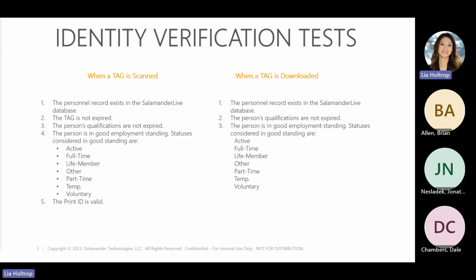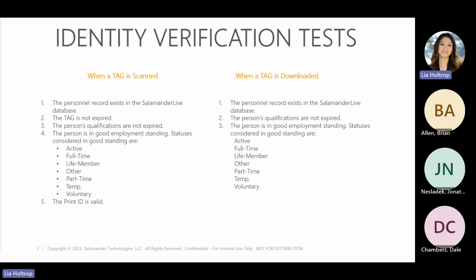With the identity verification feature turned on in the Track app, what happens is that every time you scan a Salamander ID tag or you download a resource within the Track app, the system is going to complete either 3 to 5 tests. So it's dependent upon whether you're scanning the ID or if you're downloading it. Okay. So when you're scanning an ID tag, the Track app is going to complete 5 checks.